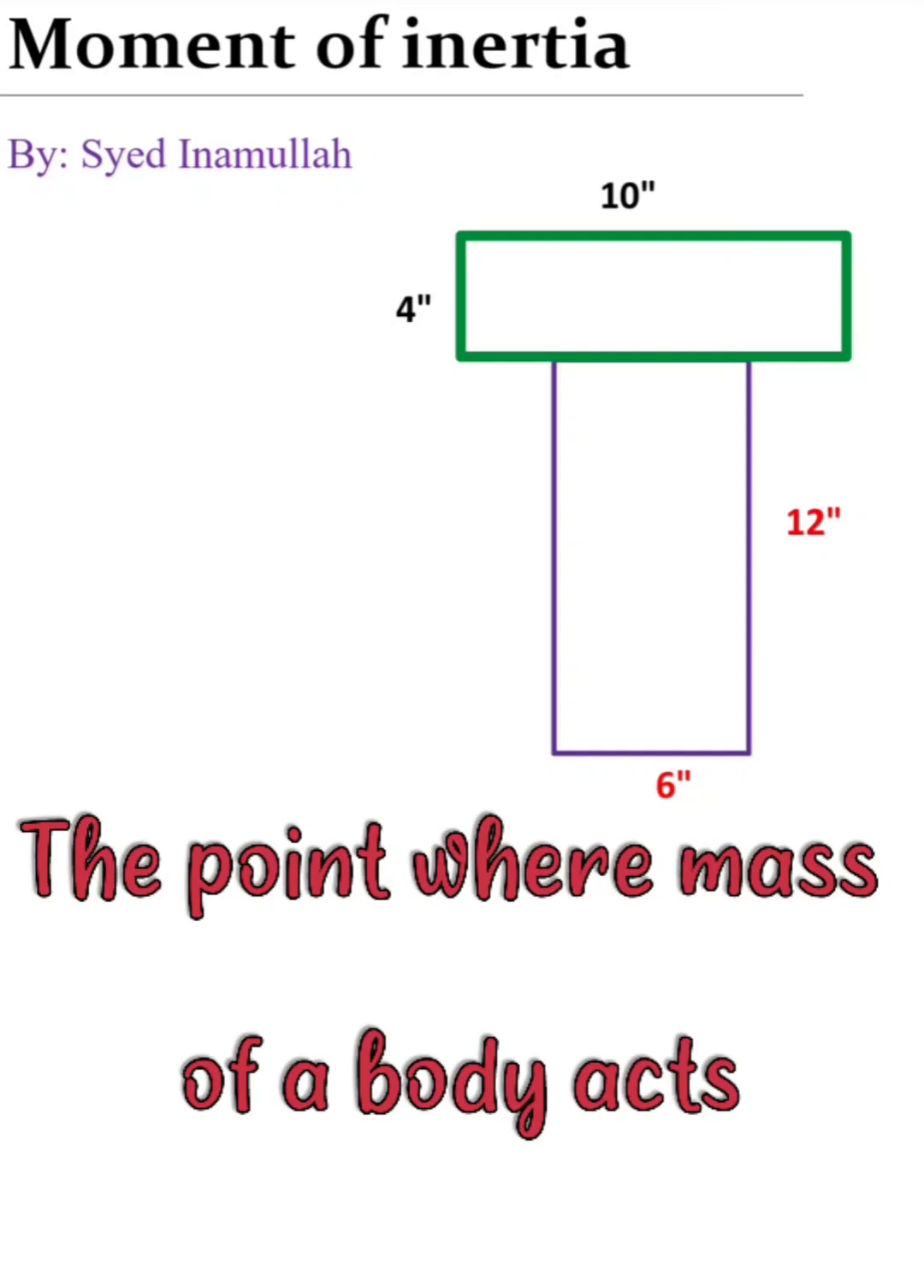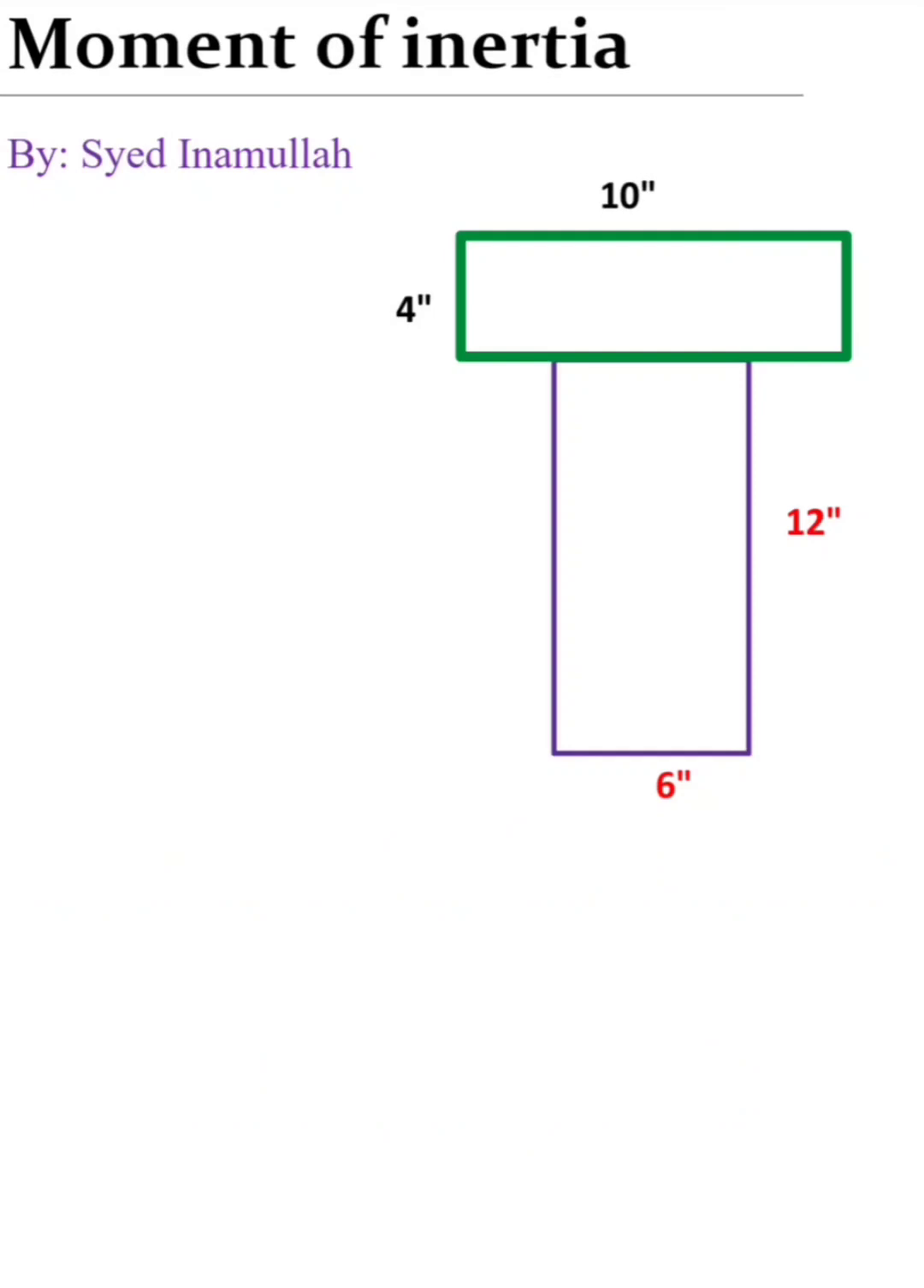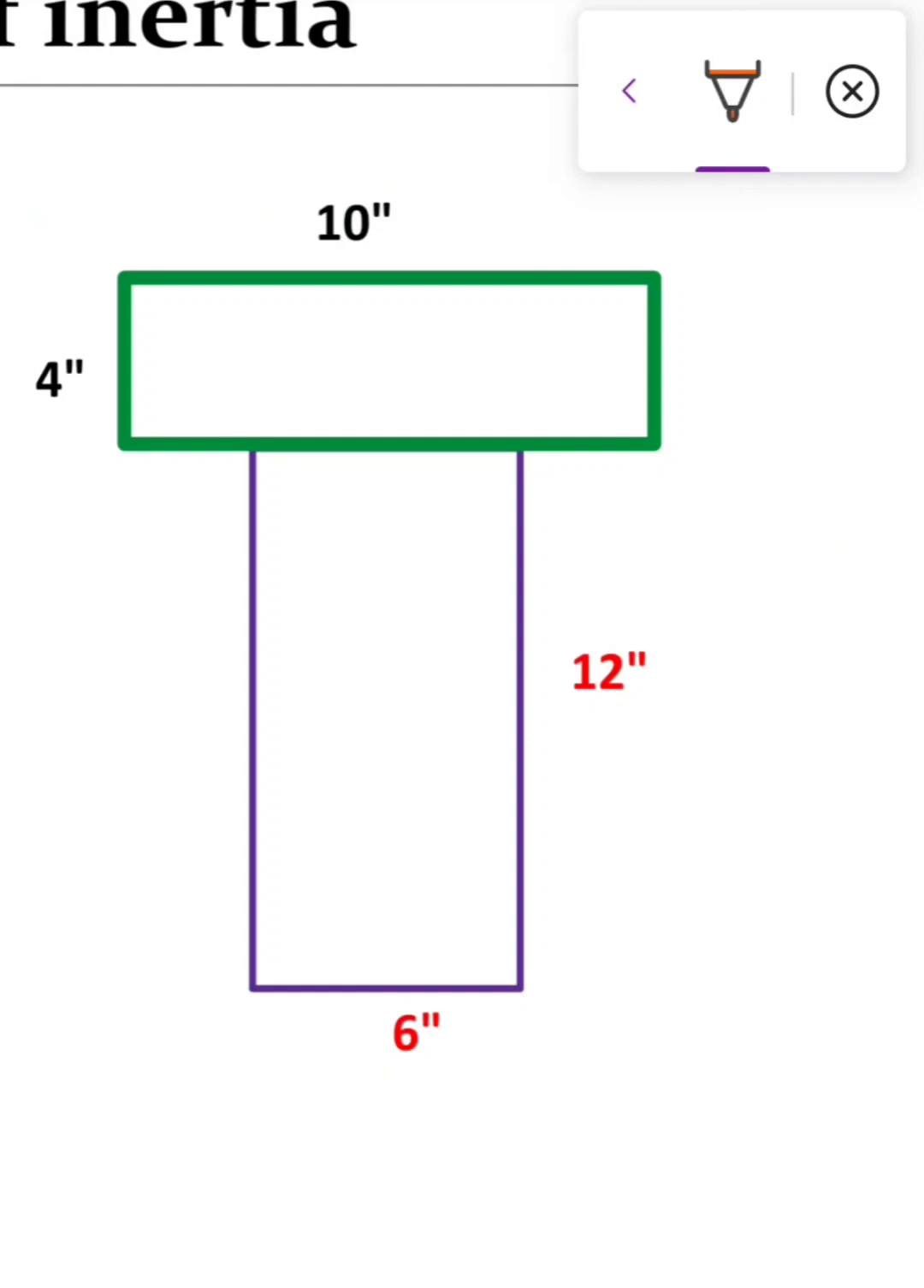CG means the point where the total mass of the body acts. This point is called the center of gravity, which is symbolized by CG. So the first step is to calculate the central point of both rectangles by simply dividing each dimension by 2. So the center of gravity for the above green rectangle will be this point.